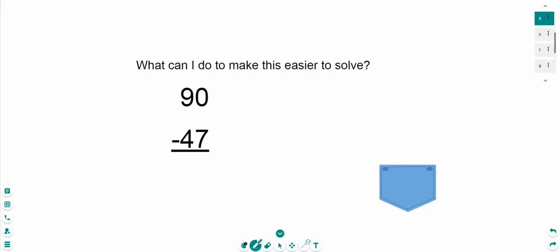So go ahead and figure this one out. Pause the video while you do that, keeping in mind we are going to leave that subtract 47 the same. What are you going to change your 90 into in order to make it easier to work with? How much is going into your pocket? What's the answer to my new question? And what's the answer to my original question? Go ahead and pause the video.